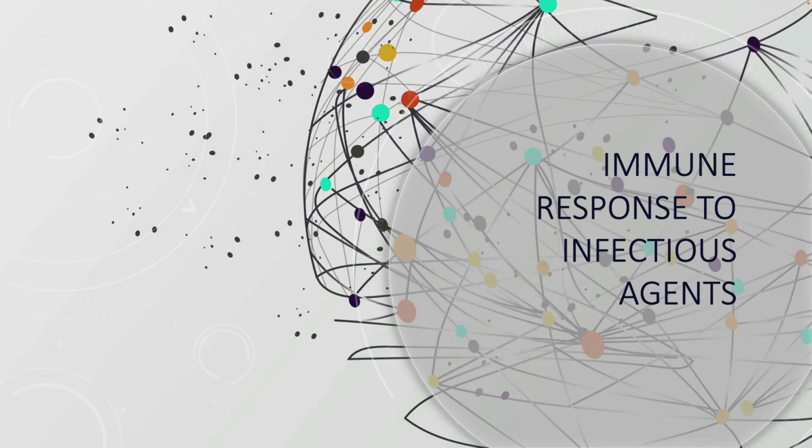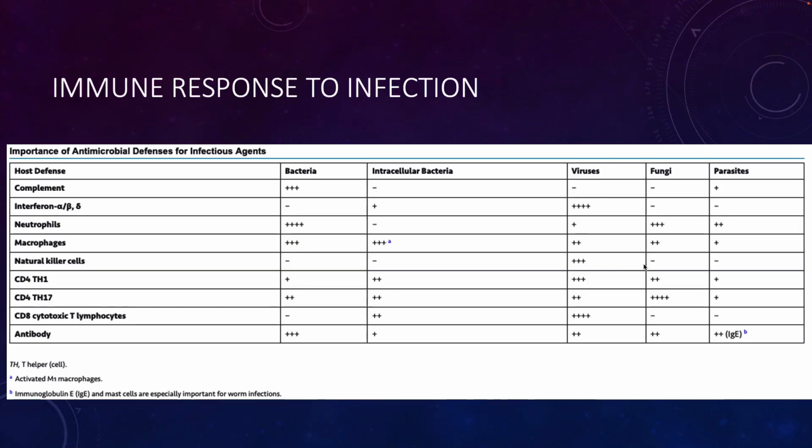So last week we spent some time broadly talking about what the immune system looks like. In this set of slides, we'll briefly introduce what the immune response is to various infectious agents. So this is a table that you can definitely refer to as the semester goes on. The different types of infectious agents, bacteria, intracellular bacteria, viruses, fungi, and parasites, and what parts of the immune system, what types of immune responses are most common.